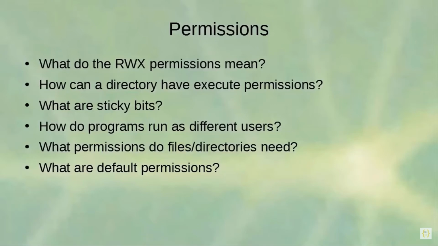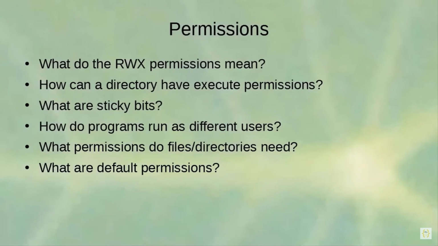What do the rwx permissions mean? Well, r is read, w is write, and x is execute. And that means different things in different contexts. For example, if it's an r and it's a directory, it means you can read the contents of the directory. That means you can see which files are in the directory. If it is an r and it's a file, it means you can read the file.